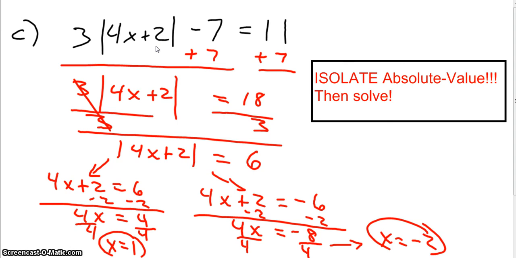Let's try these in the original big complicated thing. So let's substitute 1. 4 times 1 plus 2 is 6. 6 times 3, 18. Minus 7, 11. There you go. How about negative 2? Negative 2 times 4, negative 8. Plus 2, negative 6. Absolute value of negative 6, 6, times 3, 18, minus 7, 11. They both are true.